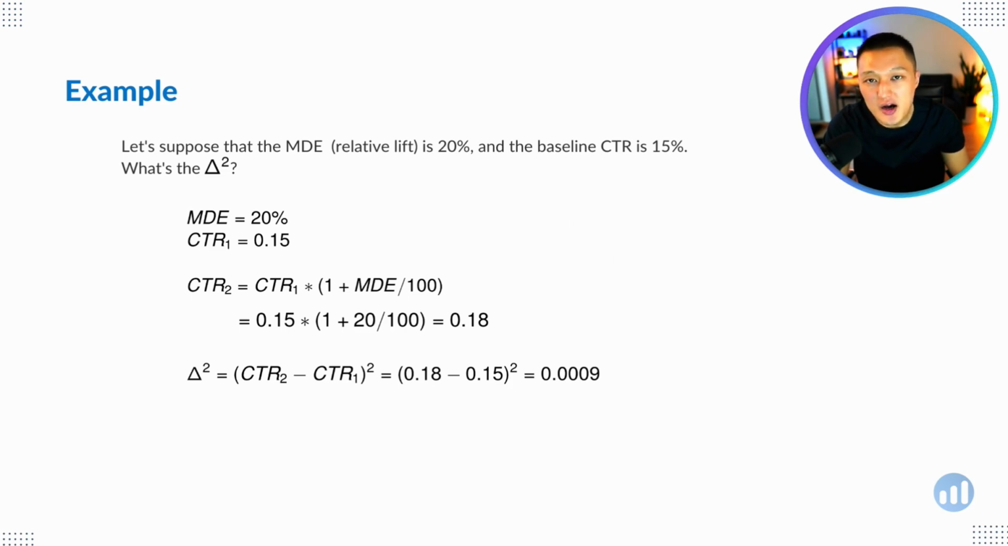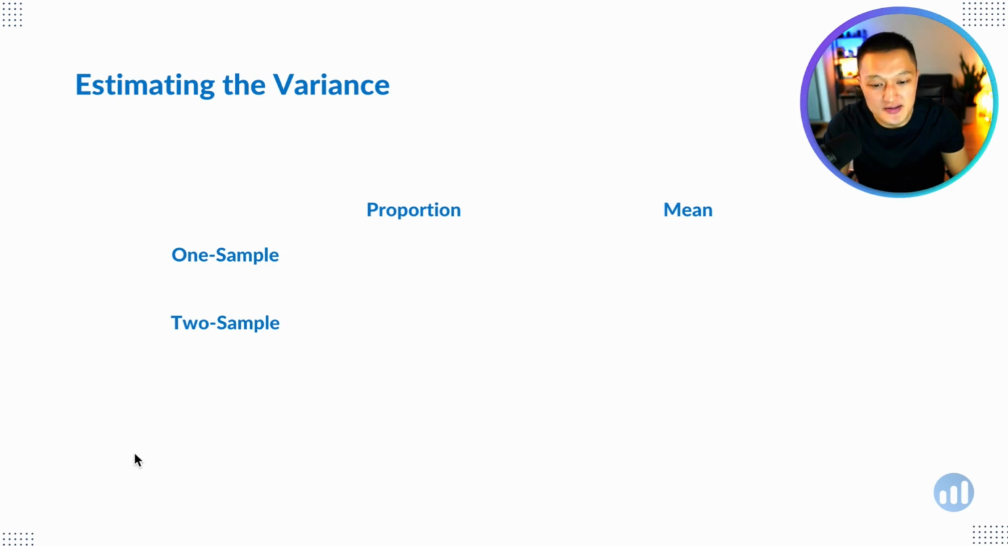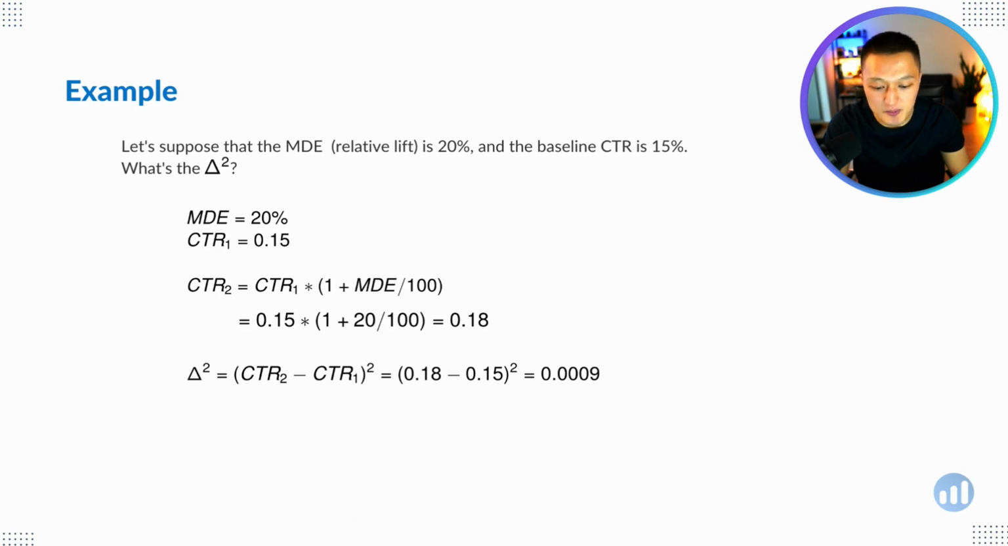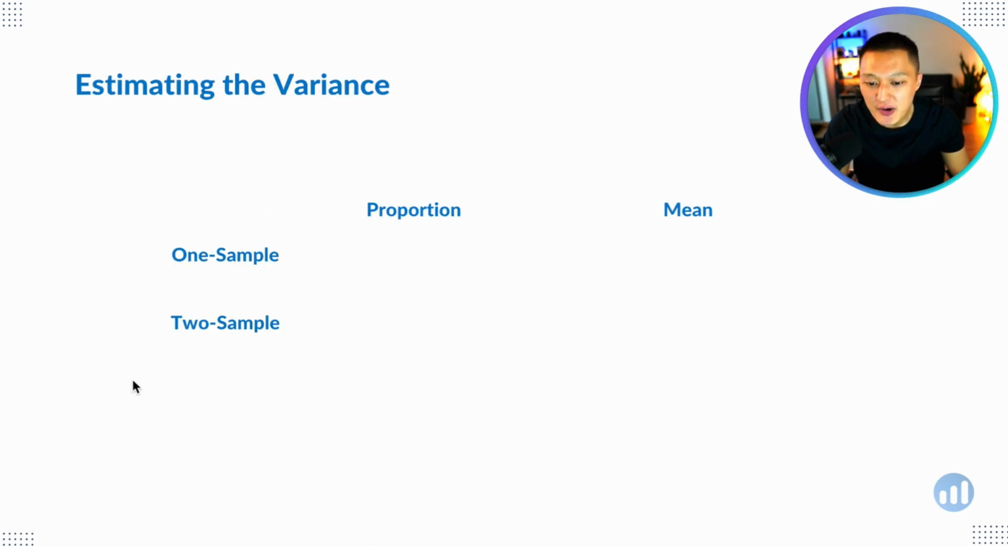Now, there's one other parameter we need to cover, which is variance. And variance is not that straightforward because you can't just simply plug in values to get the corresponding values. You have to think about how you're estimating the variance. In order to do so, it makes sense for us to first understand the variance in a one sample form. So what is the variance formula for the one sample proportion in this case? It is going to be equal to P times 1 minus P. So P is the success rate. 1 minus P is the failure rate.